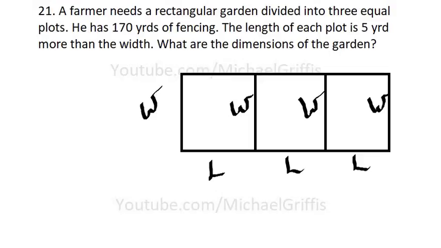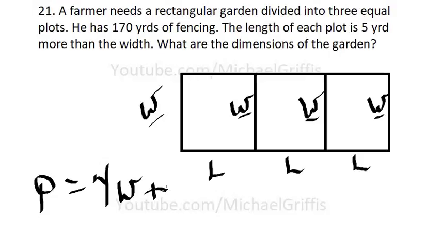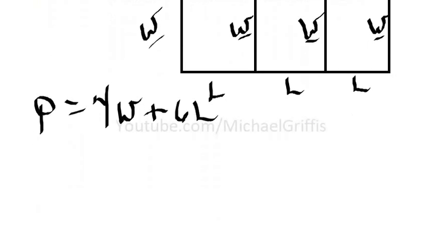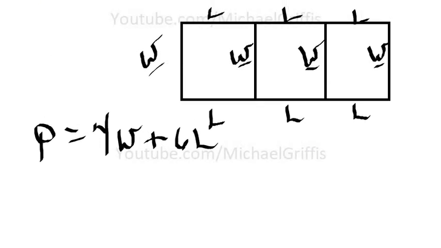And so in general, we'll write it as P is equal to, so there's 1, 2, 3, 4 W's plus, and then we have really L, L, and an L. We have 6 of those. Six of them. Okay, so that should sum up to the perimeter there. And we said that the perimeter was 170 yards. So we'll say that it's 170, label that here.